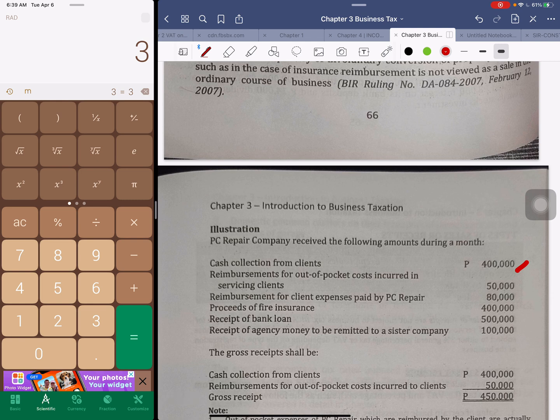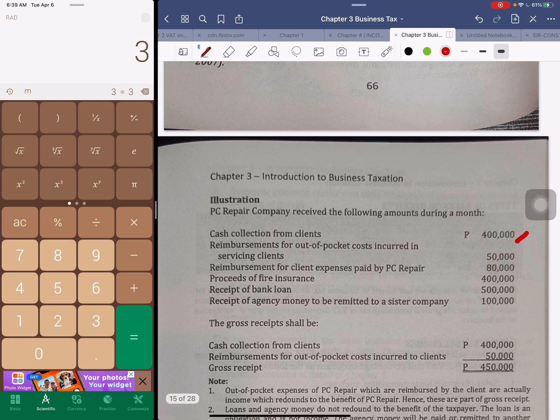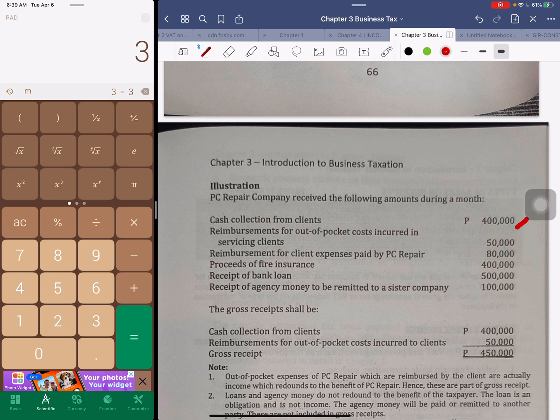Reimbursement for client expenses paid by PC repair. So, sinasabi lang dyan, if the reimbursement is directly related doon sa operation natin, of course, part yan ng ating gross receipts. But if it's not directly related... So, kung mapapansin nyo, yung reimbursement for out-of-pocket cost incurred in servicing the clients, this one is directly related. However, yung reimbursement for client expenses paid by PC repair. So, yung client expenses, ang may expense talaga niyan si client. It so happened na nag-abono muna si seller. Therefore, hindi yan part ng ating gross receipts.